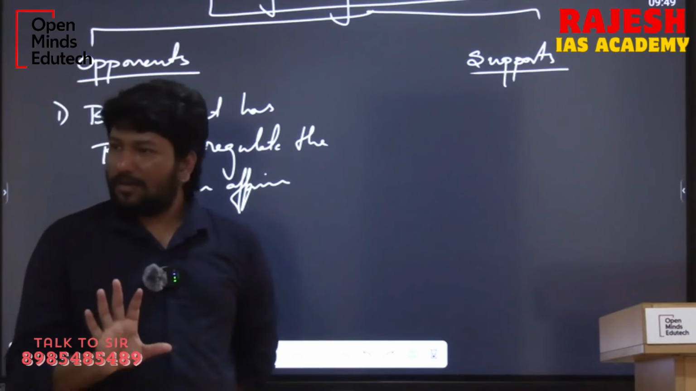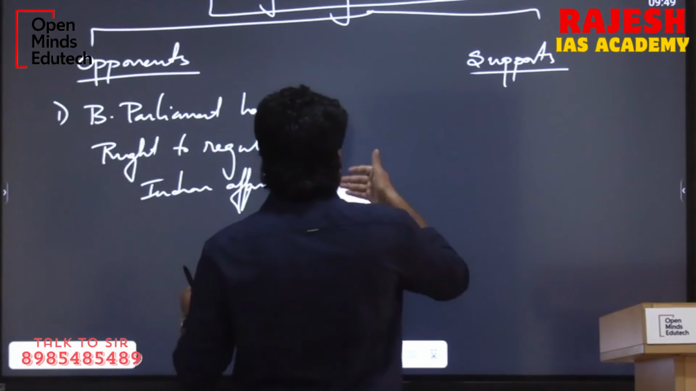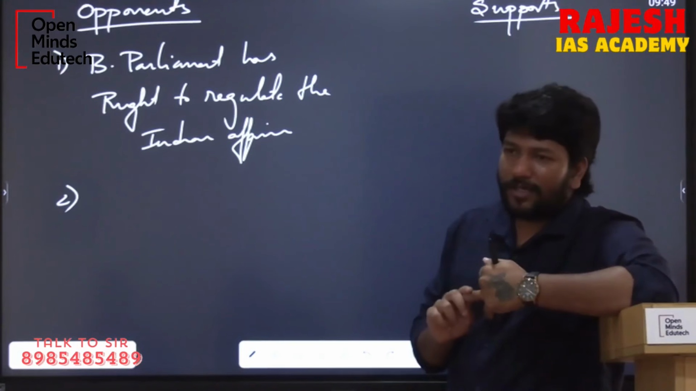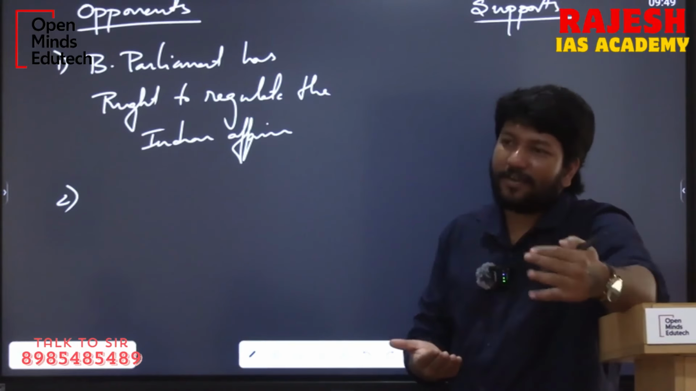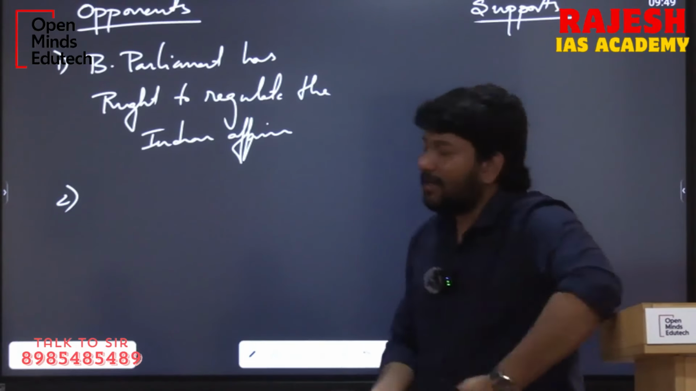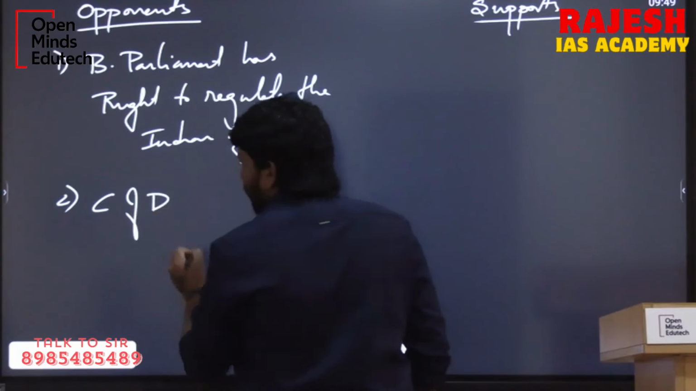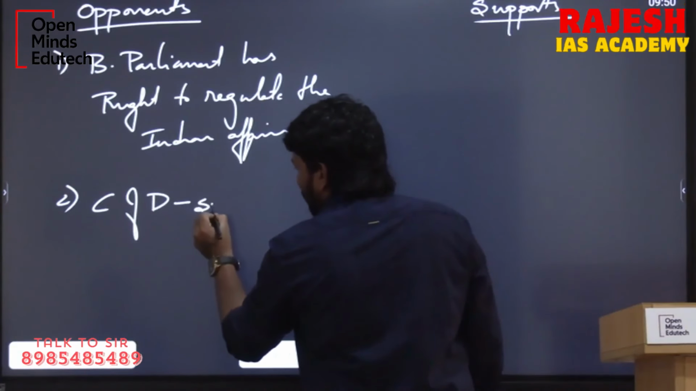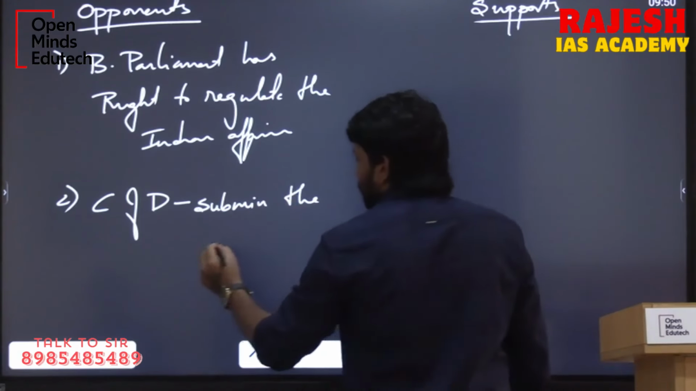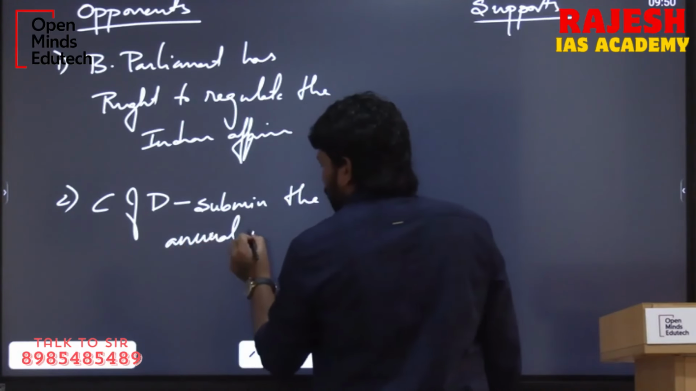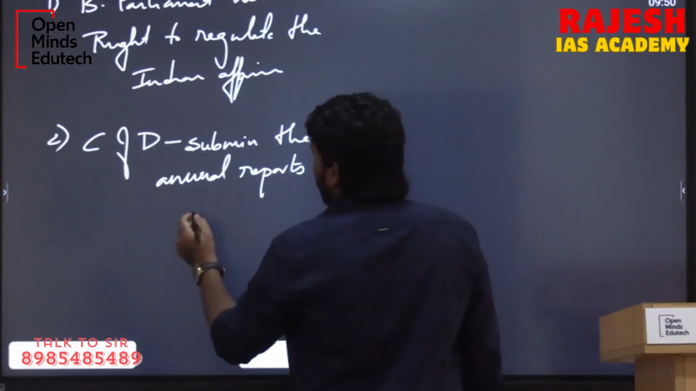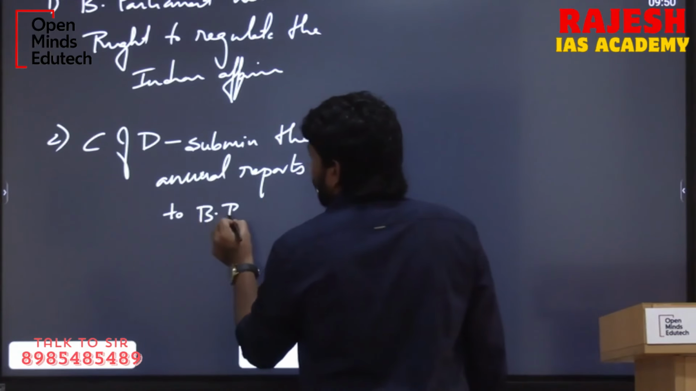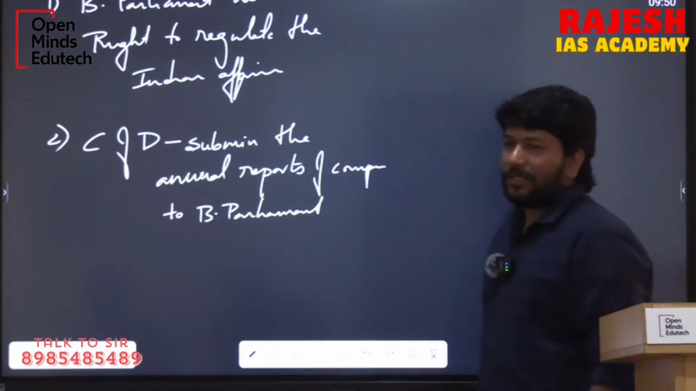Parliament can regulate. Okay. How will it regulate? Second one. Parliament said, I will regulate to appease the opponents. From now onwards, I will regulate the affairs of the company and see it is working legally. How? It said that the Court of Directors, the owners of the company, has to submit the annual reports of the company to the British Parliament. This is how it said, I will regulate.